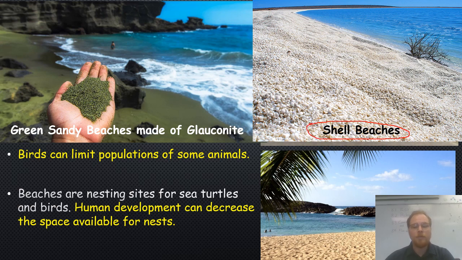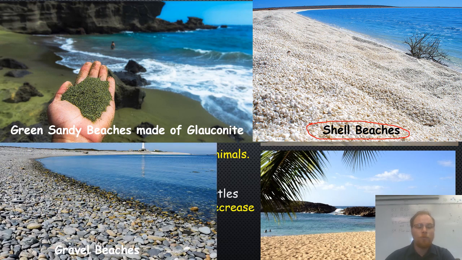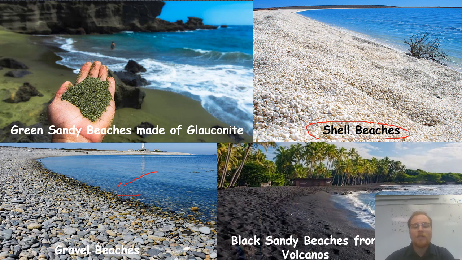Broken down shells. You've got things like gravel beaches, and those are mostly in the northwestern United States or some of the northern states on the beaches. They have this gravelly stuff. And then finally, you can actually have black sandy beaches if you have a volcano or volcanic activity nearby, where the minerals in the sand are made from black volcanic minerals.